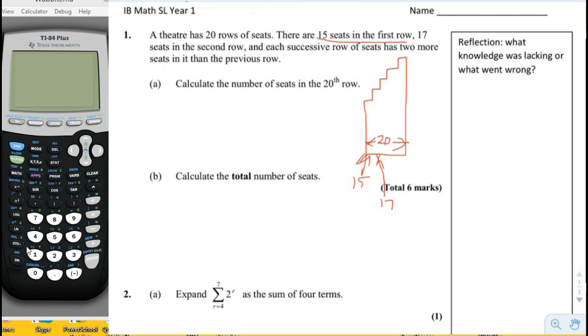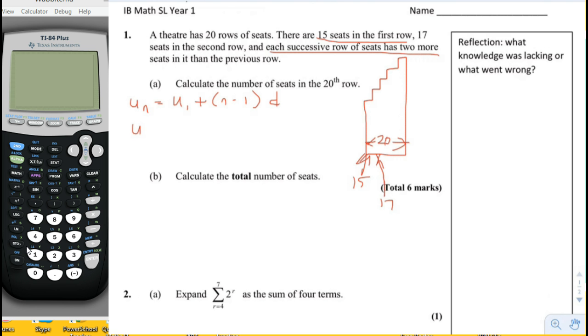And remember, you're going to have the formula sheet, and the formula sheet tells us for the arithmetic sequence, which in this case, it is an arithmetic sequence. The reason why you know is because it says that each successive row of seats has 2 more seats than the previous row, so it's addition, right? So we have un equals u1 plus n minus 1 times d. That's from the formula sheet.